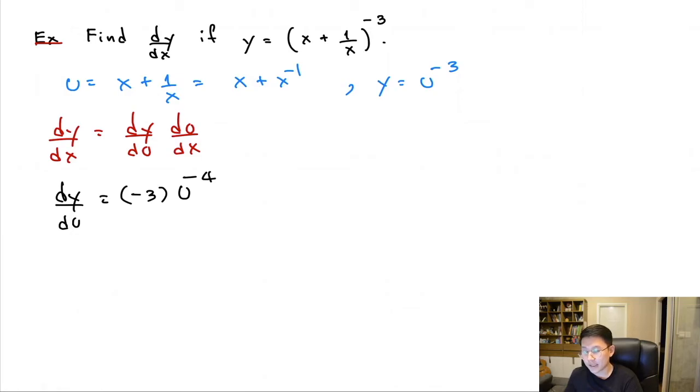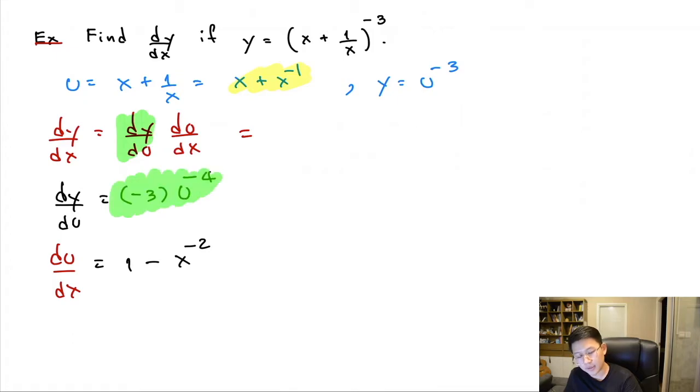It's minus 3u to the power of minus 4. That's dy by du. And du by dx is, what is it? You take the derivative of this, right? So du by dx is 1 minus x to the power of minus 2. So here we have that dy by du is actually this guy, isn't it?